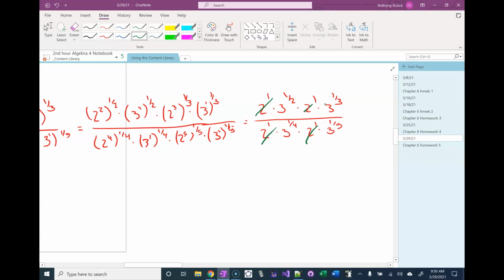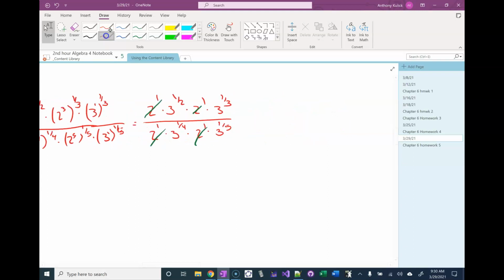Cool. Okay. So now I can use property 1 in the numerator to rewrite that as 3 to the 1/2 plus 1/3. And I can use property 4 in the denominator to subtract the 1/4 and subtract the 1/5. Is that okay, me doing that both at the same time? You could do it as 2 separate steps too. This is just a little bit faster.